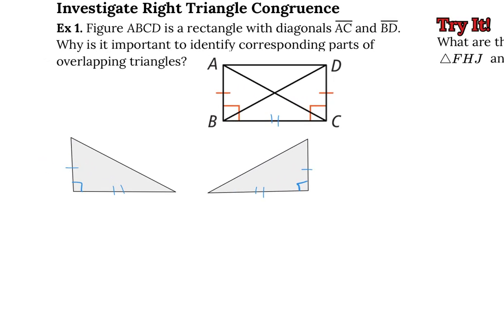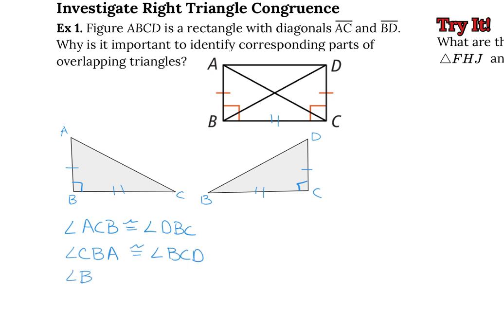All right, so we're going to identify all of our corresponding parts. Let me label these. A, B, C, B, D, C. Okay. So angle ACB is congruent to angle DBC. Angle CBA is congruent to angle BCD. Angle BAC is congruent to angle CDB.